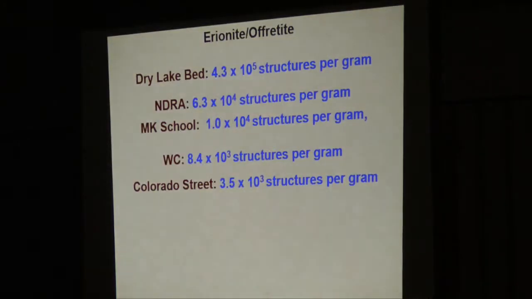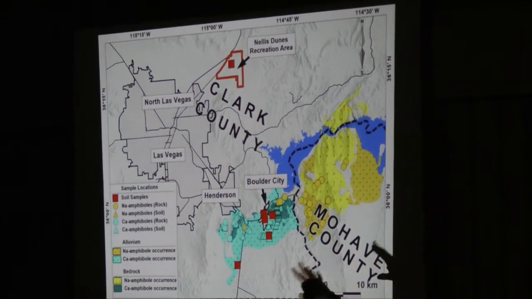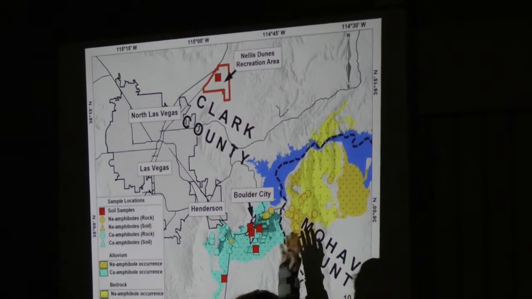Next slide. So we found it in 5 of the 6 sites. And the dry lake bed had the highest concentration, and then it went in order. Nellis Dunes is next, then the school, etc. Okay, next. All right, so this gives you an idea of the overall data set. The yellow is the sodic amphiboles. These are similar to what's in Libby. The teal colored are the calcic amphiboles. That's the actinolite, the regulated asbestos. And there are a few that the highway found in rock right here that match up with the sodic.